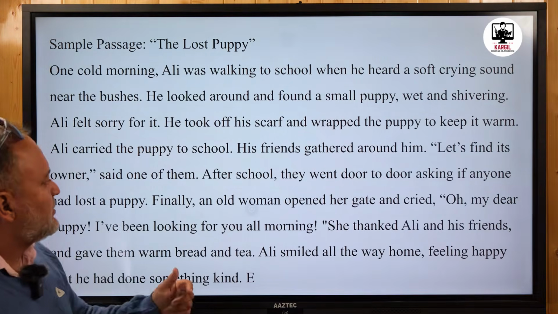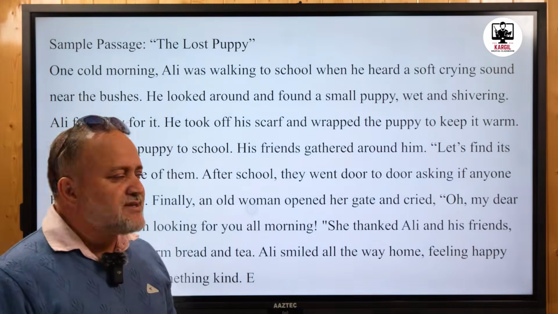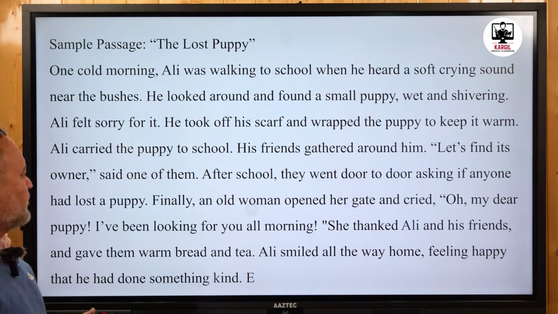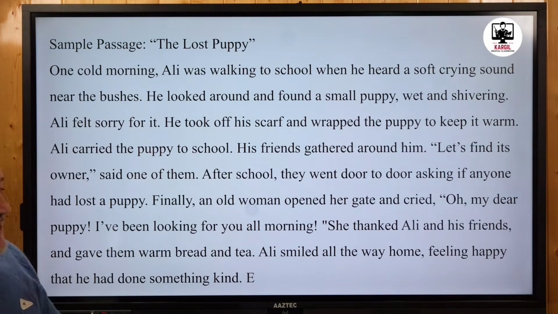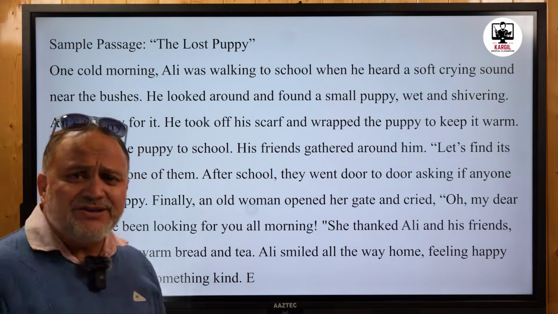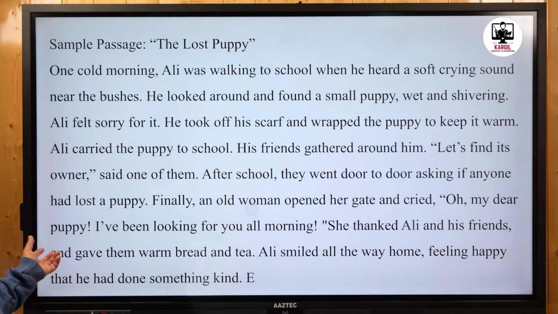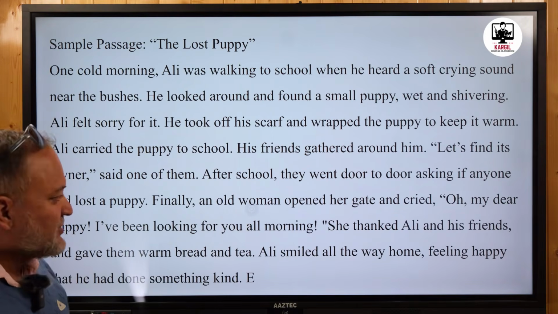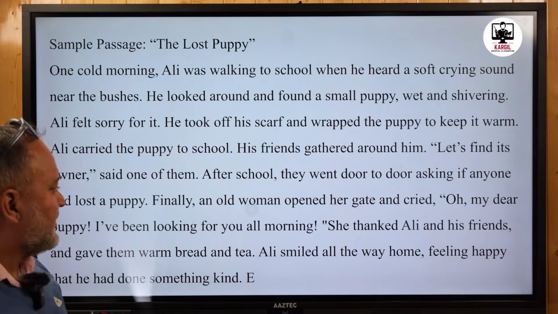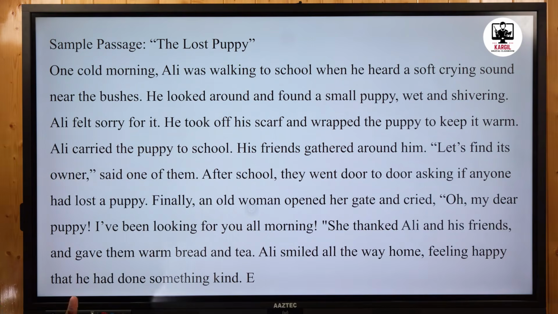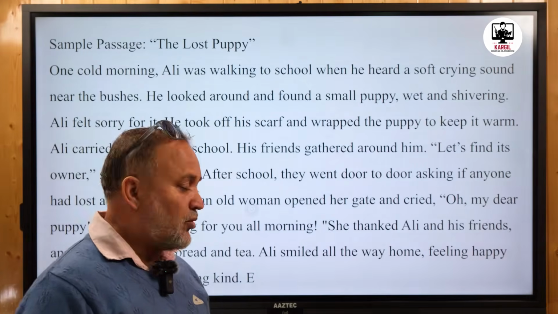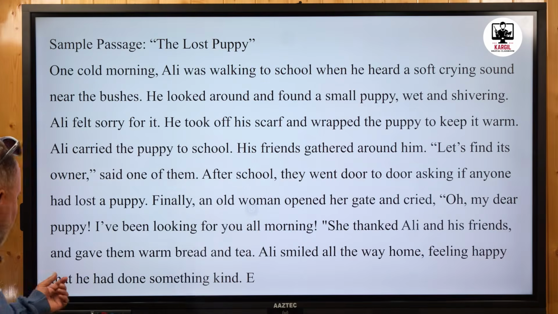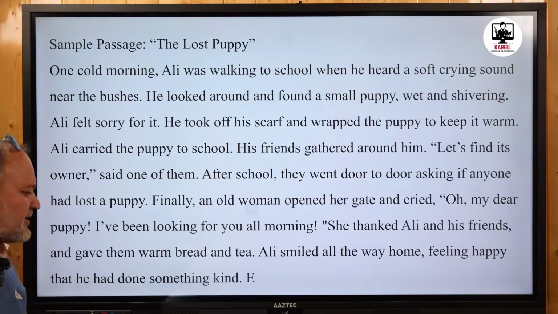After school, they went door to door asking if anyone had lost a puppy. Finally, an old woman opened her gate and cried, "Oh, my dear puppy, I have been looking for you all morning." She thanked Ali and his friends and gave them warm bread and tea. Ali smiled all the way home, feeling happy that he had done something kind.